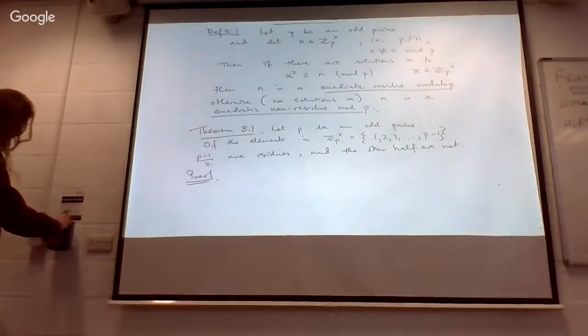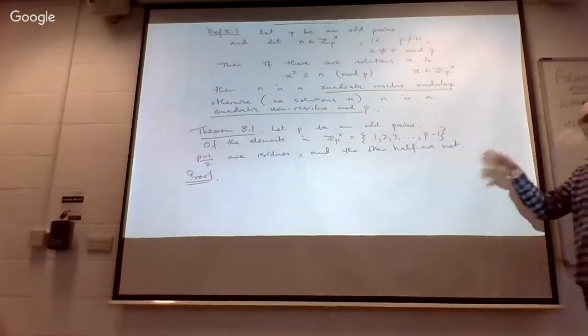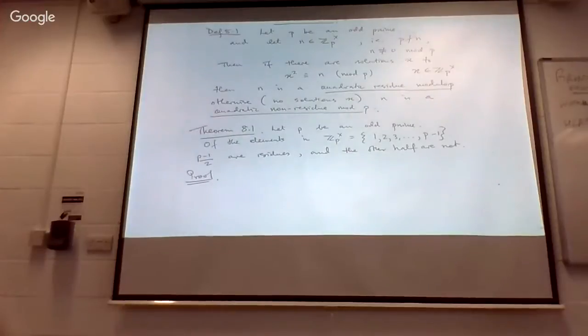Now we saw this happening in the examples. When we looked at p equals 3, 5, 7, and 11, we saw this. So we verified the theorem for p equals 3, 5, 7, 11. Here we want to prove it for every odd prime. The proof is fairly straightforward.